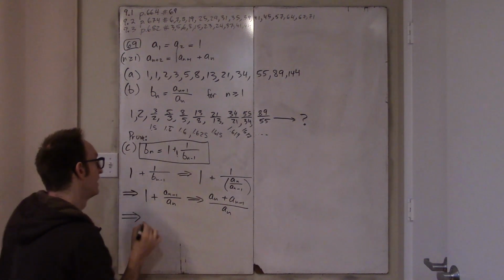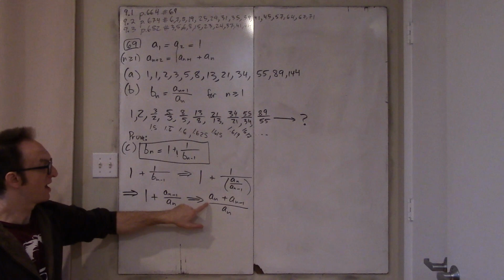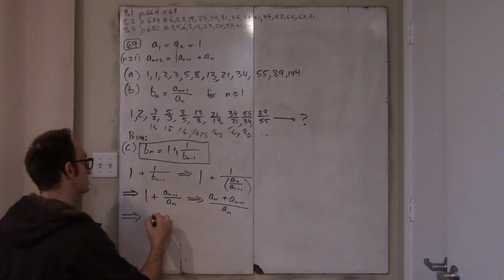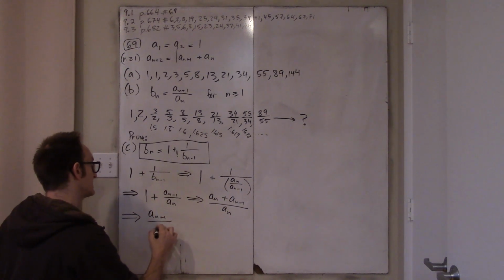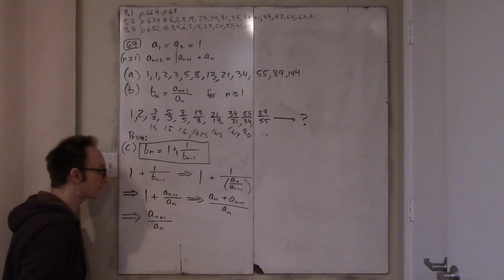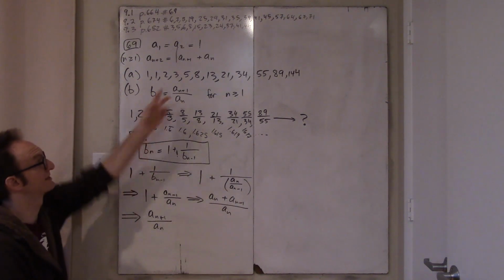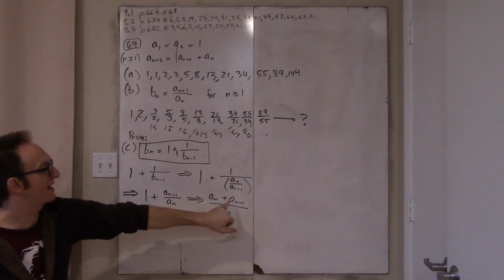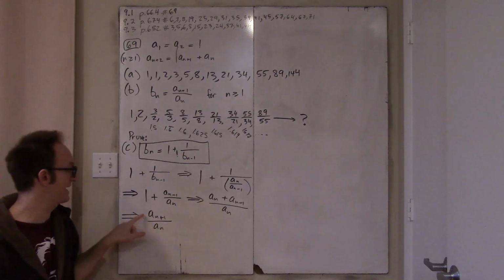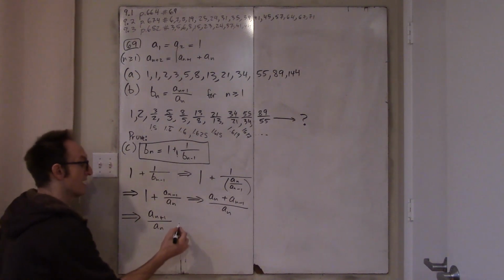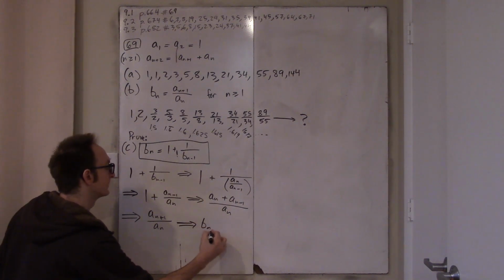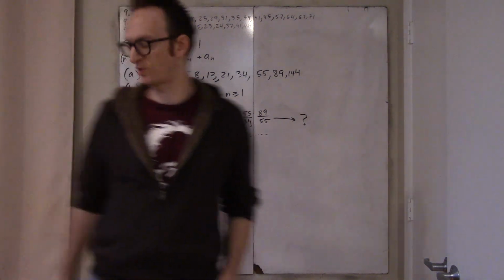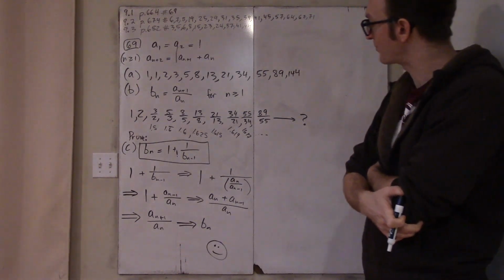But now, by the definition of the Fibonacci sequence, what is a sub n plus a sub n minus 1? Well, it's just a sub n plus 1, because that's how the Fibonacci sequence works, right? The recursive rule which characterizes the Fibonacci sequence is that when you add up a term and the previous term, you get the next term. And this is, by definition, b sub n. And so we did it. It was a little bit mindless, although there was some thinking, definition use involved.